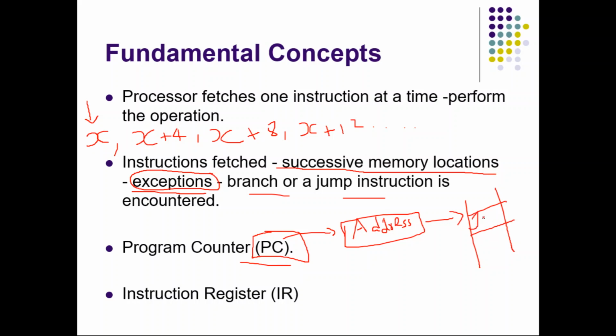In that case, that instruction will be loaded from that particular memory into a register inside the CPU, and that register is called the instruction register. I think all these things we have already discussed. The program counter will hold the address of the next instruction, and that instruction will be fetched from the memory and stored in a register, and that register is called the IR, the instruction register.